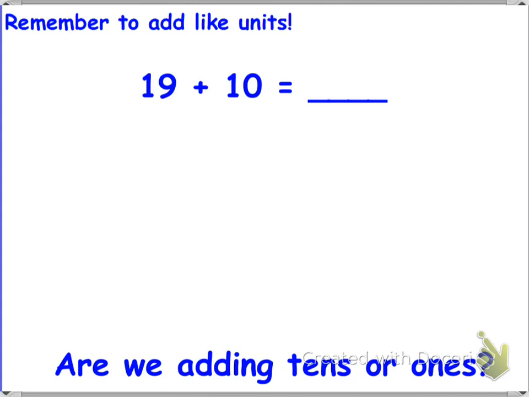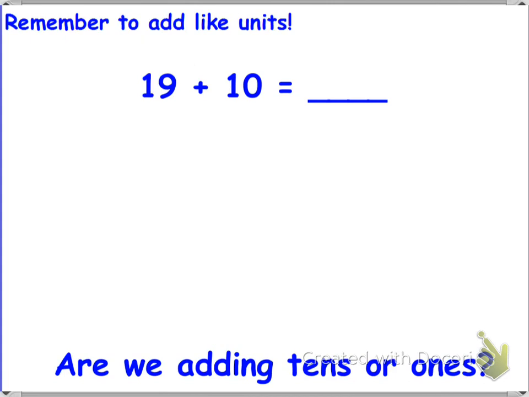Just looking at this, 19 plus 10. I know that I am going to be adding tens because in both of these numbers, they have tens. 19 has one 10 and 10 has one 10. So I'm going to show you guys how to do it with the decomposing strategy and by doing the picture.